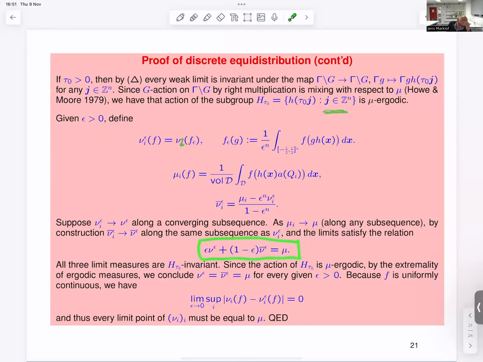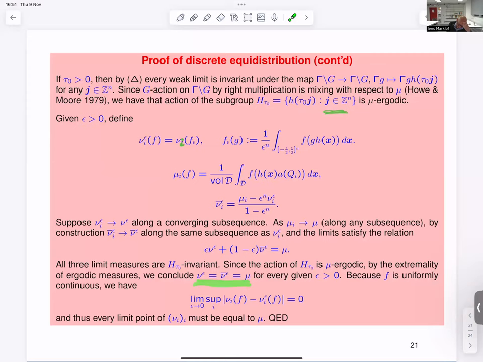Now we know that mu is ergodic with respect to this so-called horospherical action up here by this subgroup. We also know that mu epsilon is ergodic with respect to this action. And if you have an ergodic measure, you know that it is extremal, so it can't be written as a linear combination of other invariant measures. And this means that the three measures have to be the same and have to be Haar measure.